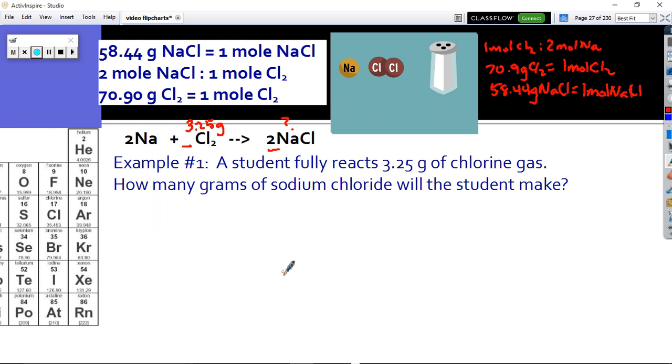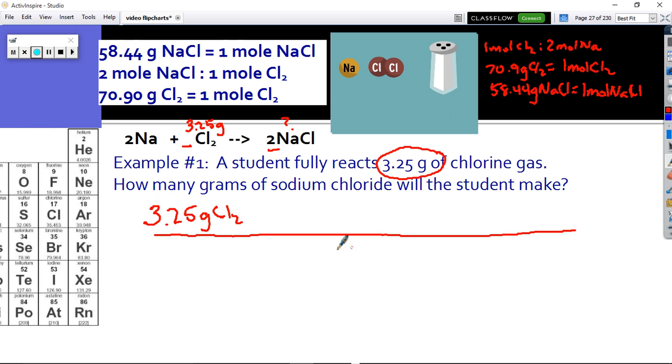Now, when you get ready to start the problem, you always begin with the given. So 3.25 grams of chlorine. Notice that was given in the problem versus what we figured out on our own. Now, any stoichiometry problem, whatever that unit is, goes down to the next square. So I'm going to put grams of chlorine down there.